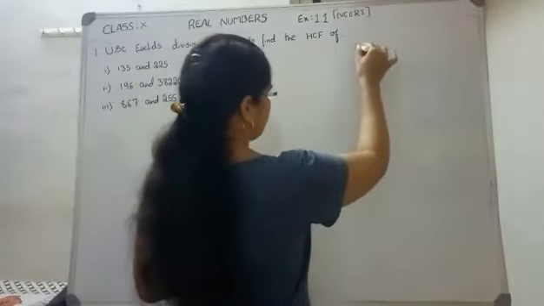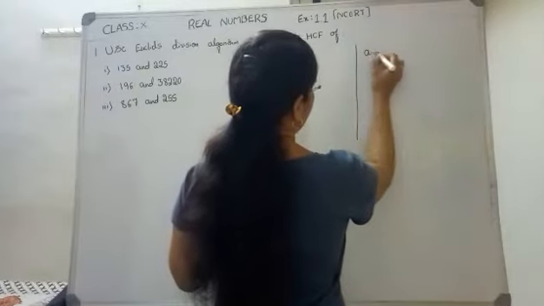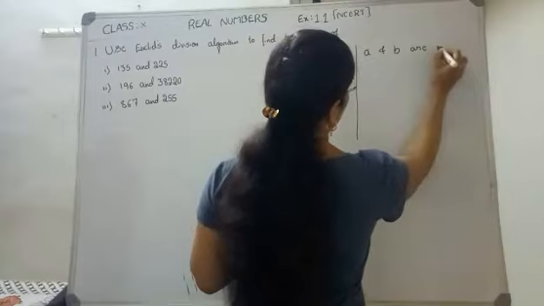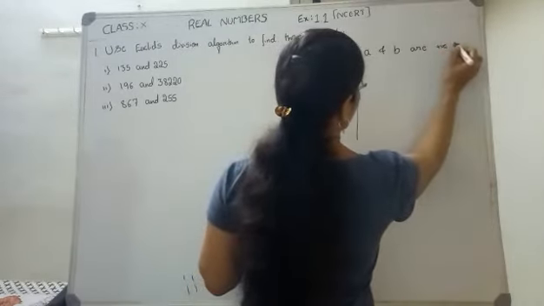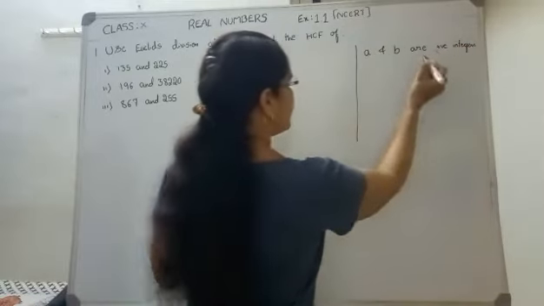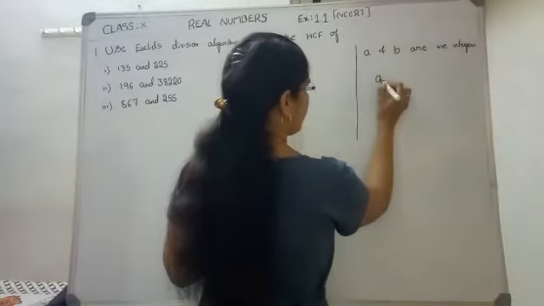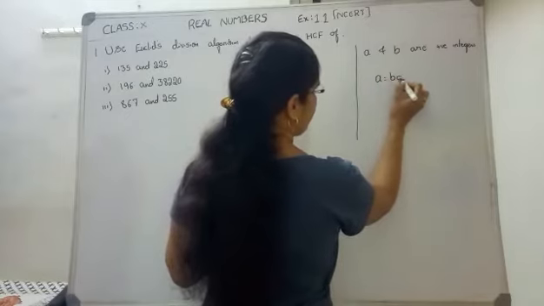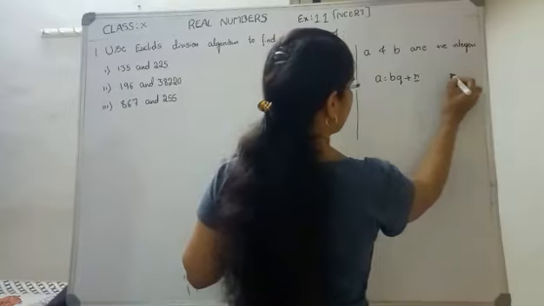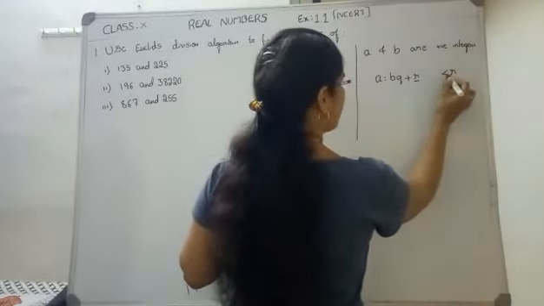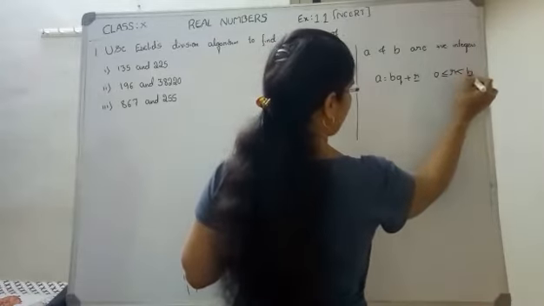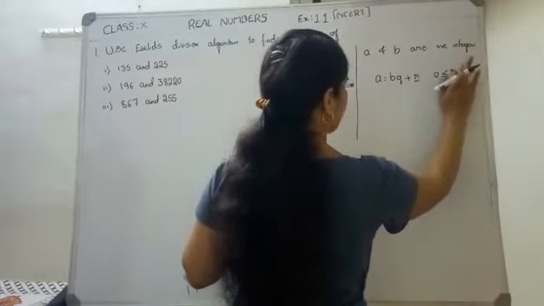See, a and b are positive integers. These two integers are in the form a is equal to bq plus r, and the condition on r is that r must be greater than or equal to 0, but less than b. This is the condition of r.